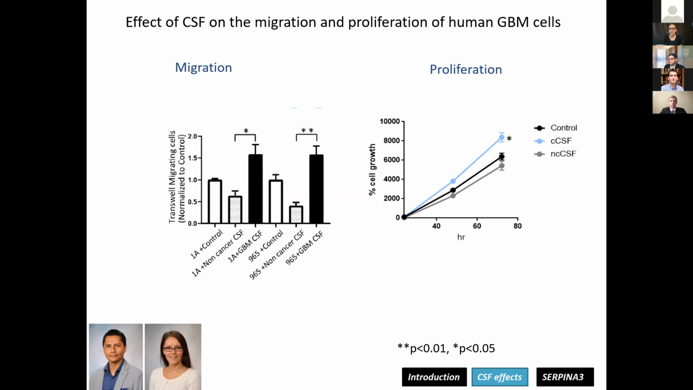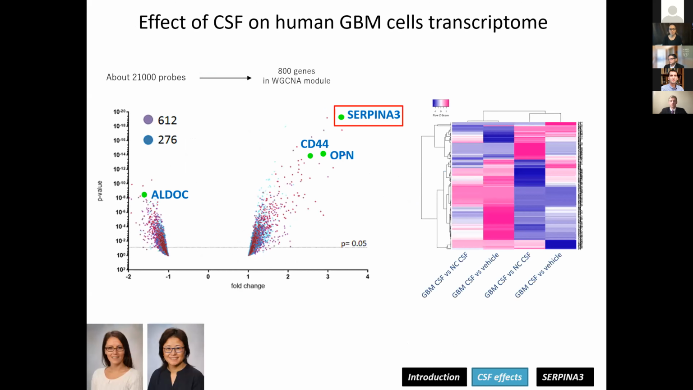What we did here with the Boyden chamber experiment, we saw that cerebrospinal fluid derived from GBM patients actually increased the migration and proliferation rate of cancer cells when compared with the control condition, which is only media, or with cerebrospinal fluid derived from patients without cancer.